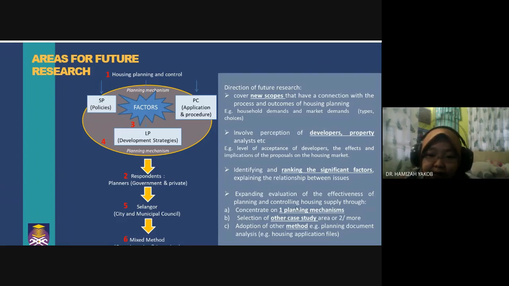two planning mechanisms, maybe an area for future research can concentrate on one planning mechanism, be it in terms of preparation of structure plans, or local plans, or housing applications. So selection of other case study areas, two or more rather than only Selangor, and adoption of other methods, especially in terms of planning document analysis. Probably future research can focus more on the housing application files during kebenaran merancang.